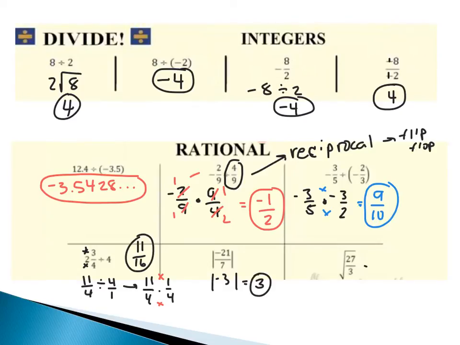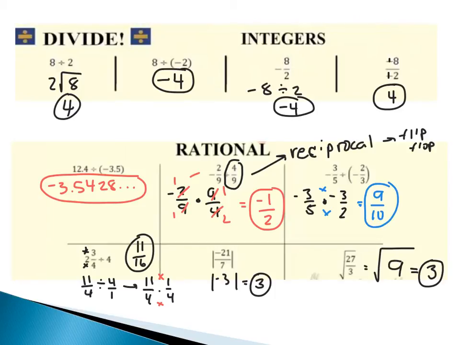Next one, I have a square root. You can punch this into the calculator. I don't want you to in this one. 27 divided by 3 is something we can do. That is going to be 9. Now, what's the square root of 9? What number times itself equals 9? Punch that into a calculator if you wish. Otherwise, you get 3.